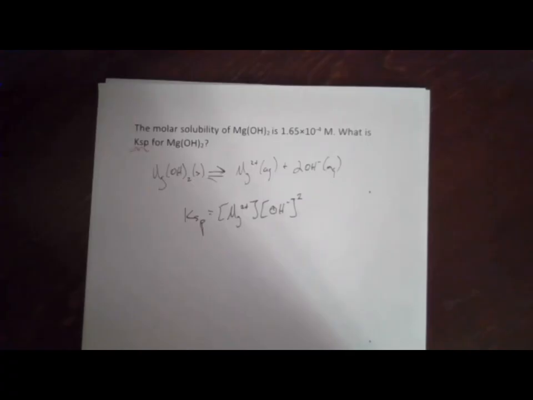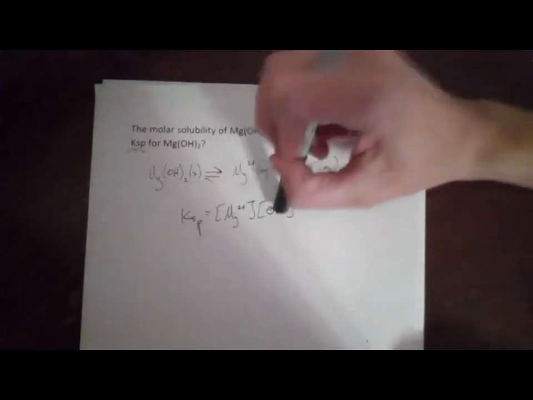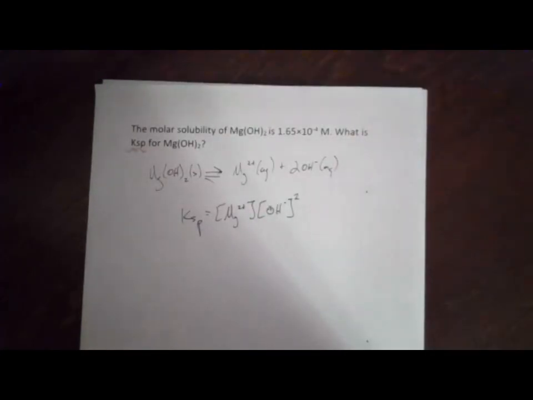We call it the KSP because it is dissolving a salt. And so if we wanted to know the value of KSP, we just need to plug in the values of these. So what we need are concentrations at equilibrium.